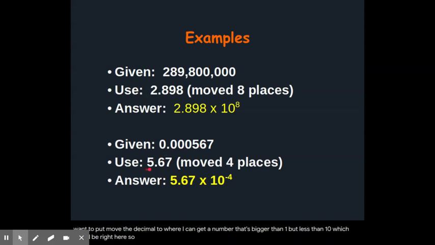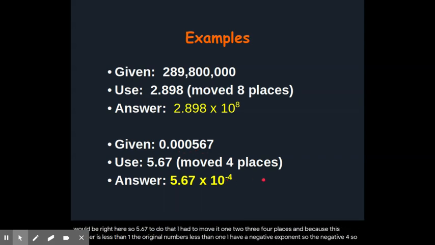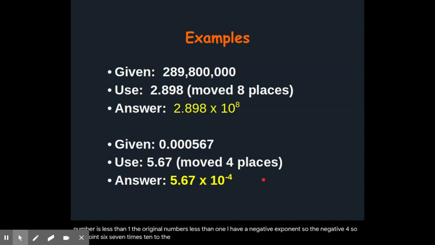So 5.67. To do that, I had to move it 1, 2, 3, 4 places. And because this number is less than 1, the original number is less than 1, I have a negative exponent, so the negative 4. So 5.67 times 10 to the negative fourth.